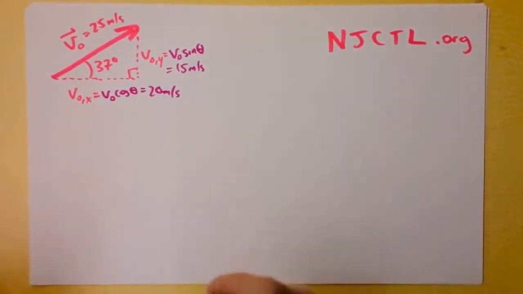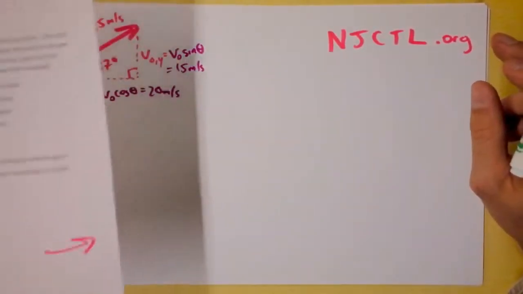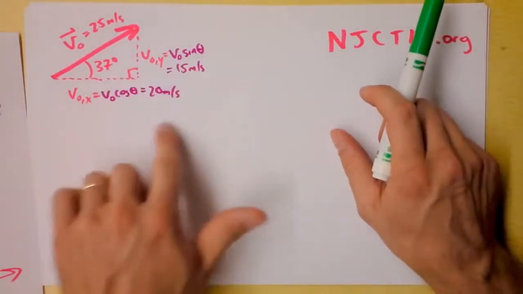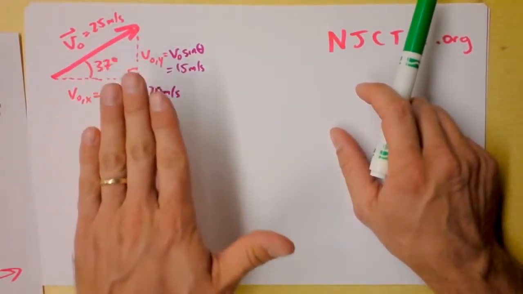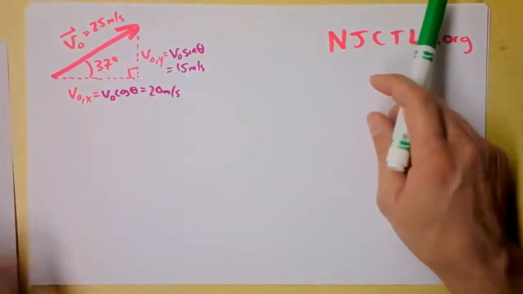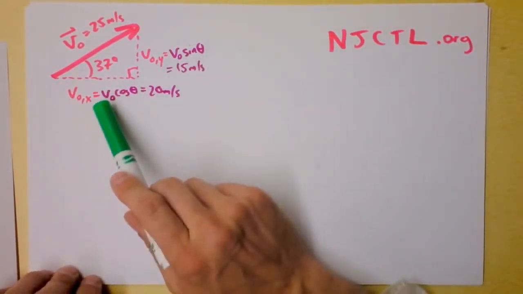Here's what I want to do. I want to address the questions and see what they want to know about this problem. But I wanted first to resolve the initial velocity vector. That you must do before every problem, because there's acceleration in y and there's no acceleration in x.